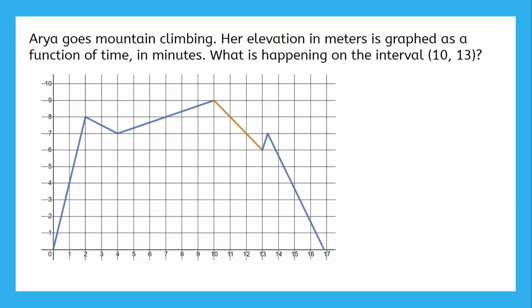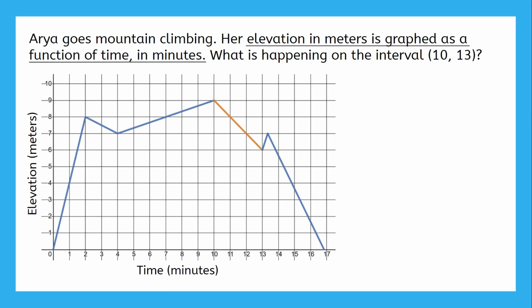First, we need to know how to read the graph, and that means knowing the input and output. The problem tells us that the graph shows elevation as a function of time. So which is the input? The function is based on time, so time is the input, and the function's output is Arya's elevation.